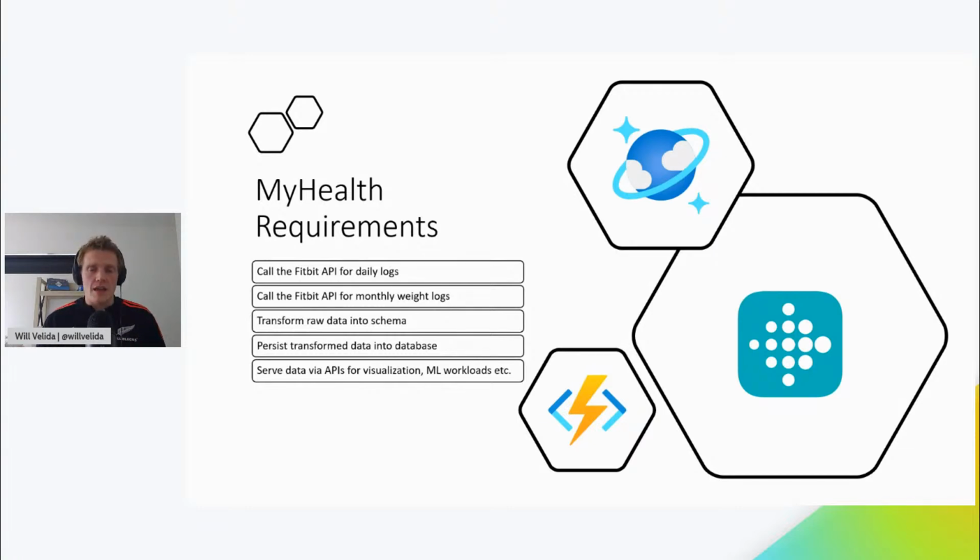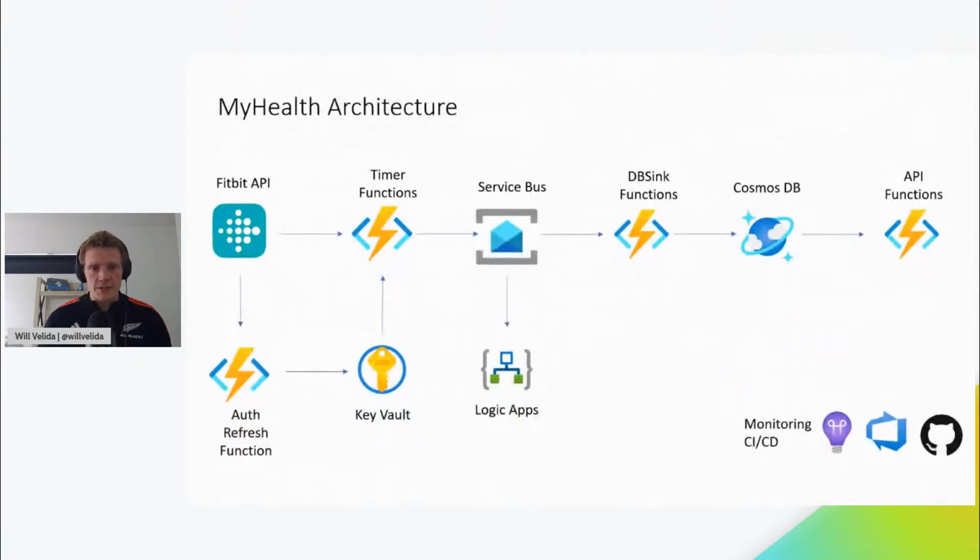So I need a database or a data store that provides me with that flexibility. And then, once that data is persisted, I need a way to serve that data via API so I can do some visualizations on it, maybe build a little website, maybe serve that data from the data store and feed it into some machine learning workloads, etc. So what I came up with was the following architecture.